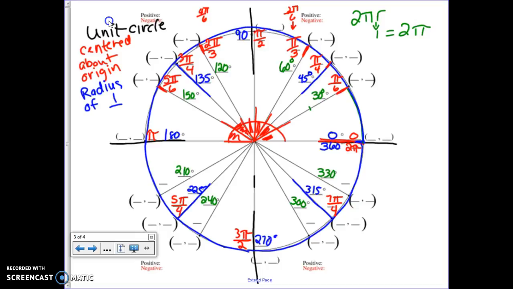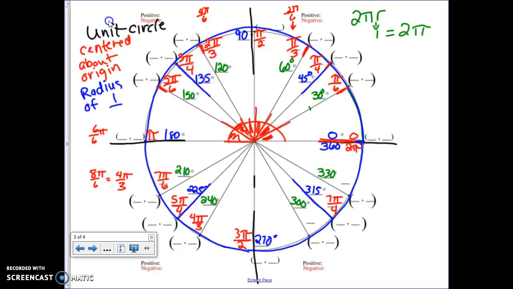So now I'm going to keep adding my 1/6. So if I think of my pi as 6 over 6, then I add 1 to it, I get 7 pi over 6. Okay. If I add another 1 to it, I end up with 8 pi over 6, and 8 pi over 6 reduces to 4 pi over 3. So this becomes 4 pi over 3.